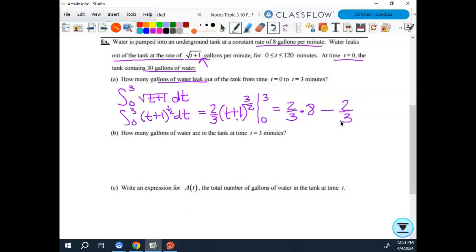Okay? I have 2/3 times 8, so this is going to give me what, 16/3 minus 2/3, which gives me 14/3. And what are my units on there? Gallons. Just gallons.